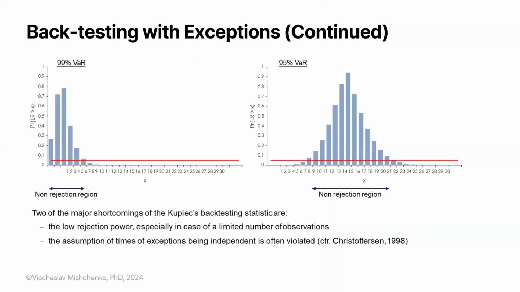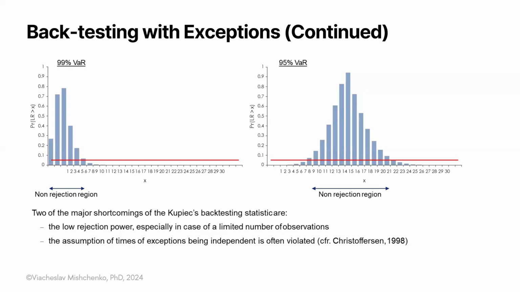You can see that these charts show the non-rejection regions for 99% and 95% value at risk measures. You should notice how wide these regions are. That's one limitation of the test. With 1 year of data here, we have lower power to reject a bad model. But another issue is the assumption of independent exceptions.